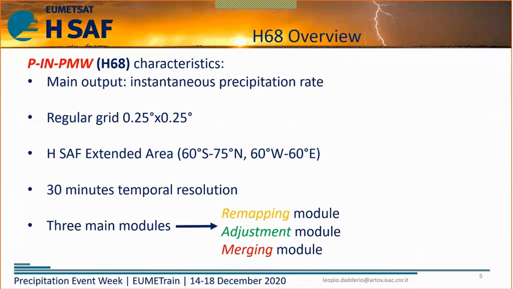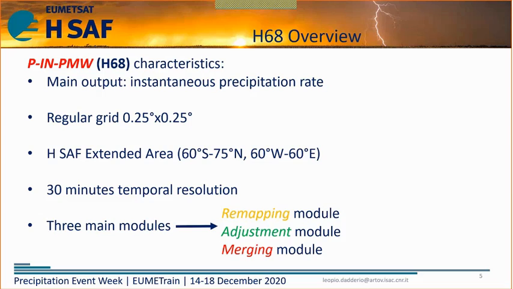So let's start with the H68 product. First of all, I want to specify that H68 is the product ID, but we are moving to identify the product with the acronym, which is P-IN-PWM, which basically means precipitation instantaneous from passive microwave. So, as the acronym suggests, the main output is the instantaneous precipitation rate.